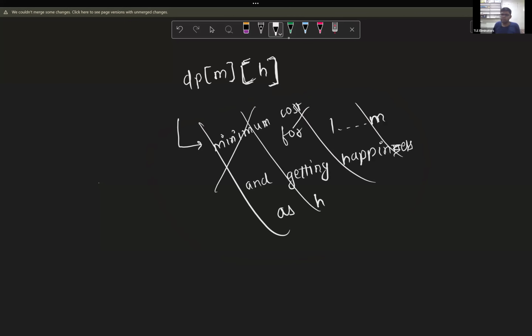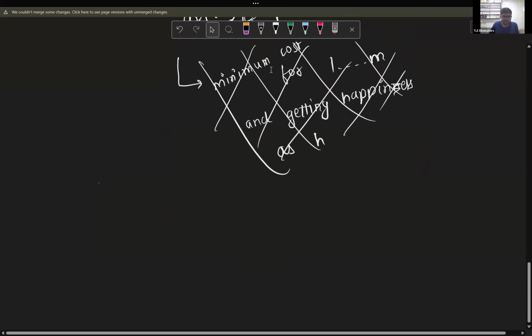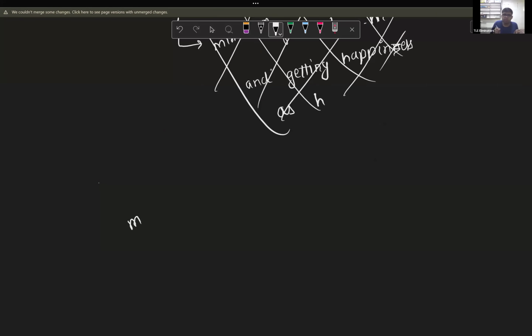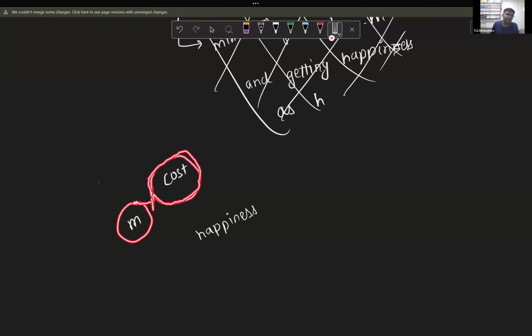So what I want to say here is that instead of keeping track of the count, instead of keeping track of the cost, in general, there are three things you would like to know about: the months which have passed, the cost which you have spent, and the happiness you have got. Right. These are the three main things.